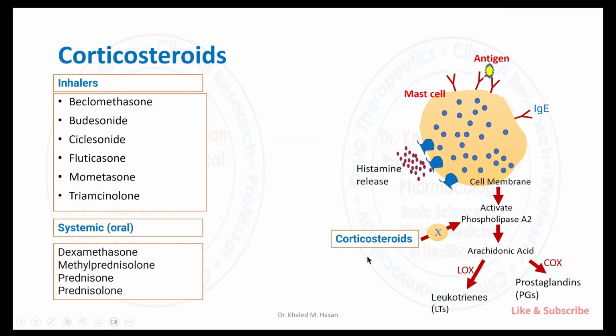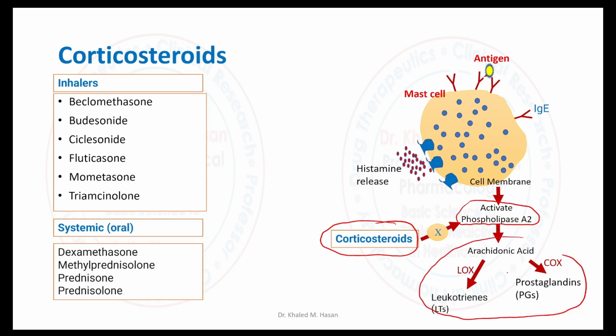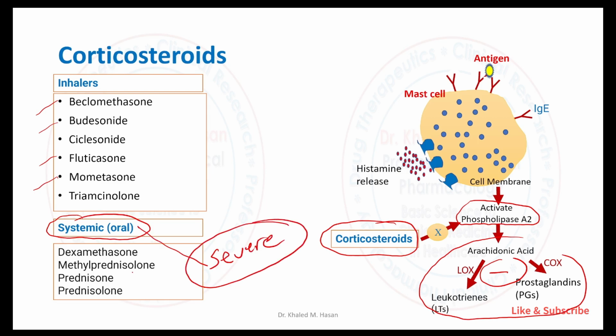As you can see here, this graph shows the mechanism of action of corticosteroid. Corticosteroid inhibits the enzyme called phospholipase A2, and this will lead to inhibition of inflammation and chemotaxis. We have beclomethasone, budesonide, fluticasone, mometasone. We also have oral systemic forms, but only for severe cases. Please remember that we don't use them for regular rhinitis. For example, dexamethasone, methylprednisolone, prednisolone, prednisone. So we have a list of oral medications, but it's not popular.